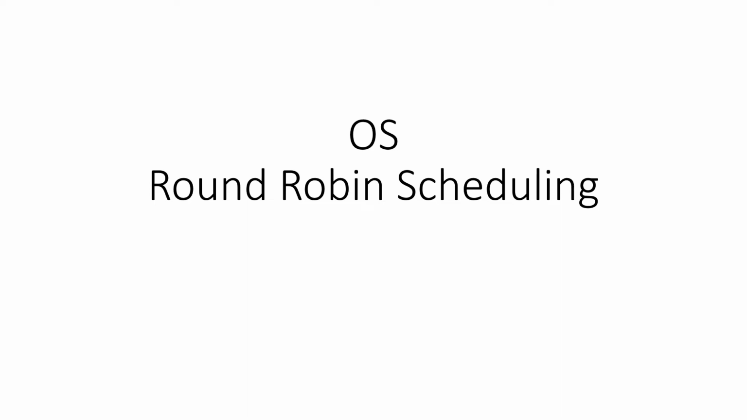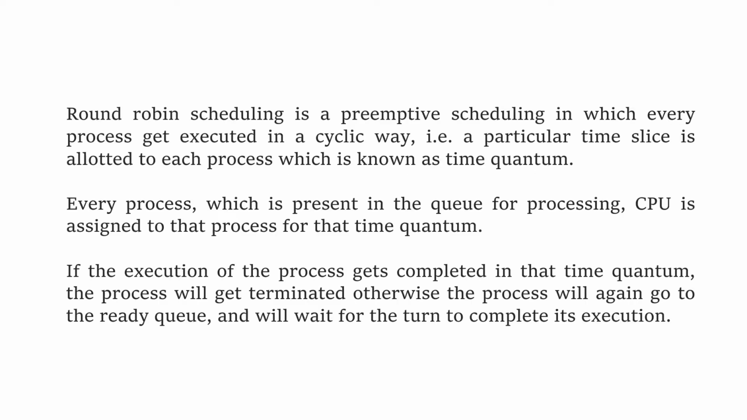In this video, we are going to see the round-robin scheduling in OS. Round-robin scheduling is a preemptive scheduling in which every process gets executed in a cyclic way. That is, a particular time slice is allotted to each process, which we call the time quantum.